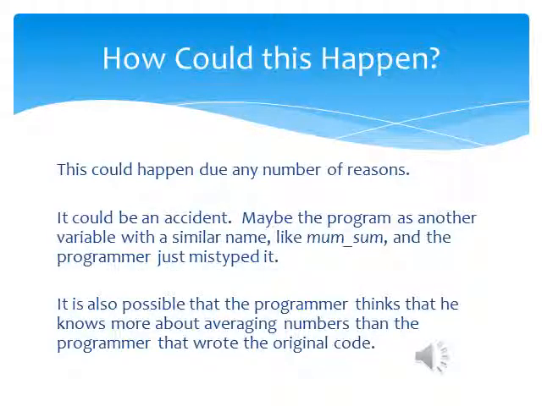This could happen due to any number of reasons. It could be an accident. Maybe the program has another variable with a similar name, like numSum, and the programmer just mistyped it. It is also possible that the programmer thinks that he knows more about averaging numbers than the programmer that wrote the original code.